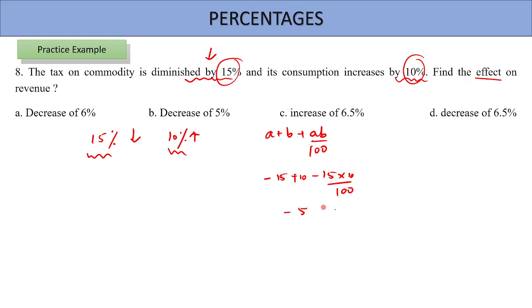So it is minus 25 plus 1.5. So it is a net decrease of 23.5 percentage. Option D is the correct answer. I hope this sum is also clear.